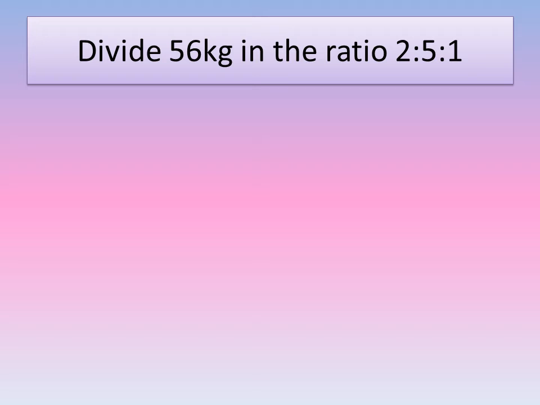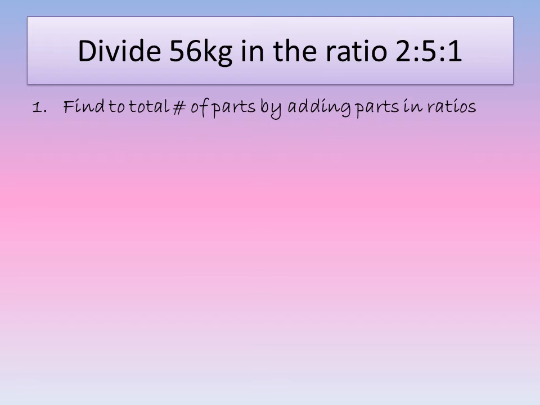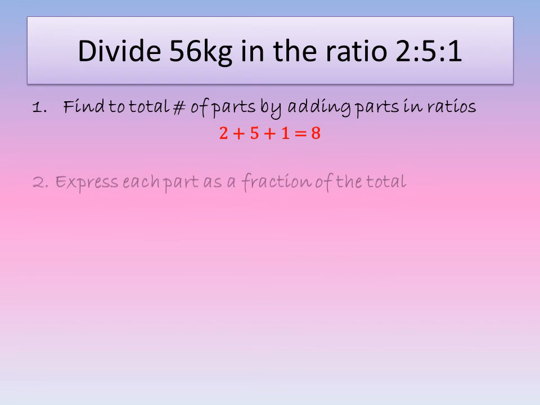We are going to divide 56 kilograms in the ratio 2 to 5 to 1. Now, this ratio has 3 parts. In the previous example, we had 2. Now we have 3 parts. We are going to follow the same steps, all right? Find the total number of parts by adding the parts. That's what we did for step 1.